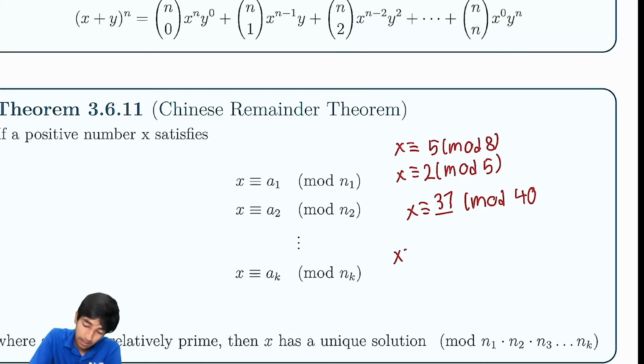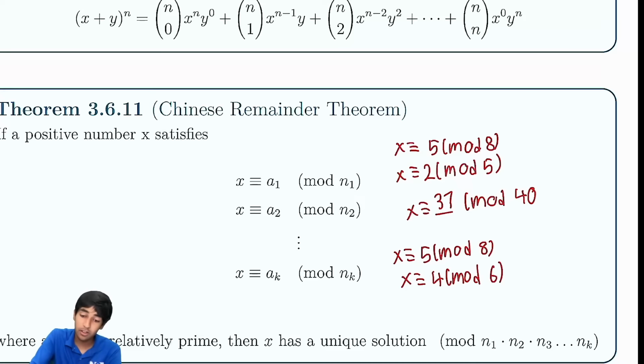But let's say it was something like this. x equals 5 mod 8, and then x equals 4 mod 6. Take a look. This doesn't have a solution because these things are not relatively prime. So Chinese remainder theorem does not guarantee a solution mod 48 because these things are not relatively prime. It does not mean there won't exist a solution. It's just that Chinese remainder theorem can't guarantee.